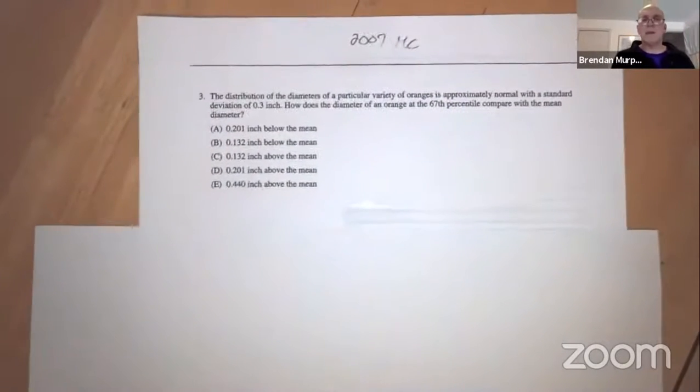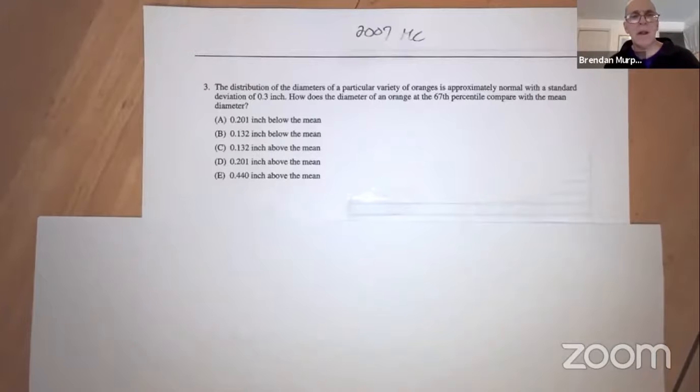So here's another multiple choice, and then we'll do a free response. This is from the 2007 exam. The distribution of diameters of a particular variety of oranges is approximately normal with a standard deviation of 0.3. That's a good sentence, and there's some good information there that I'm going to put down in my little picture soon. How does the diameter of an orange at the 67th percentile compare with the mean diameter?